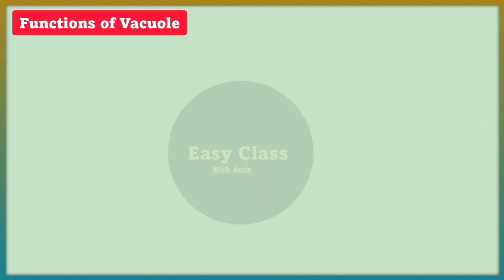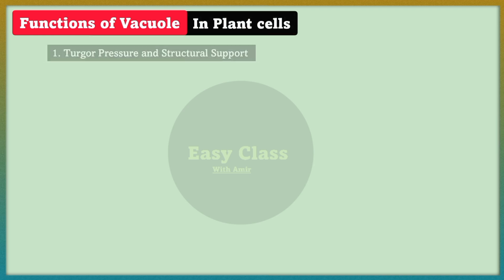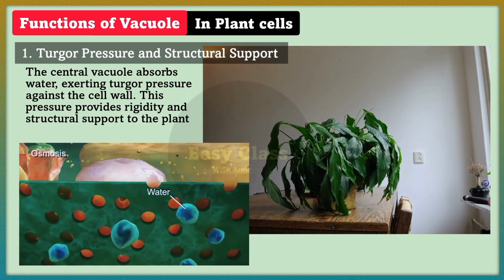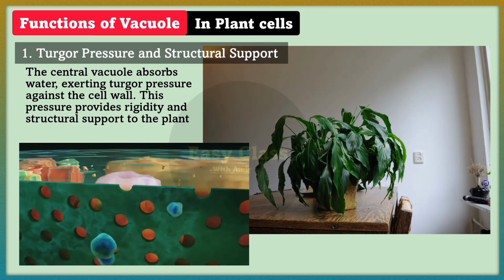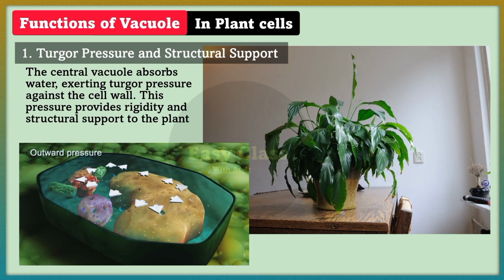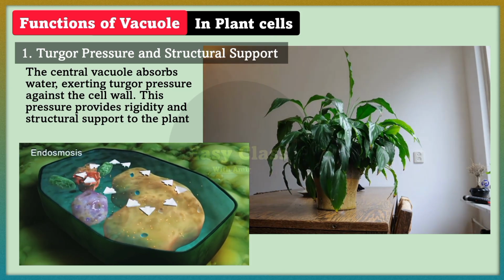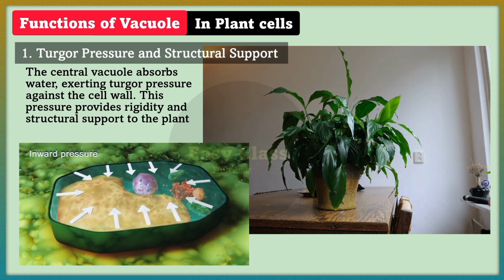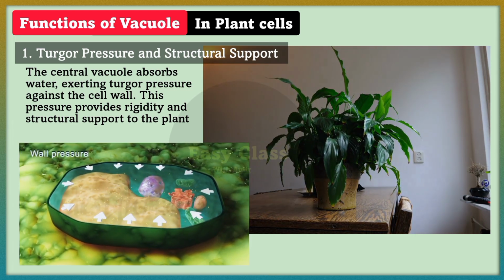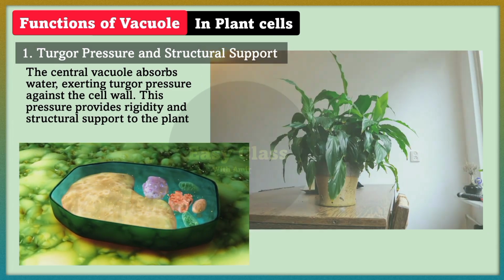Functions of vacuoles. In plant cells, turgor pressure and structural support is arguably the most critical function. The central vacuole absorbs water, exerting turgor pressure against the cell wall. This pressure provides rigidity and structural support to the plant, allowing it to maintain its upright position and preventing wilting. When the vacuole loses water, the turgor pressure drops, leading to wilting.